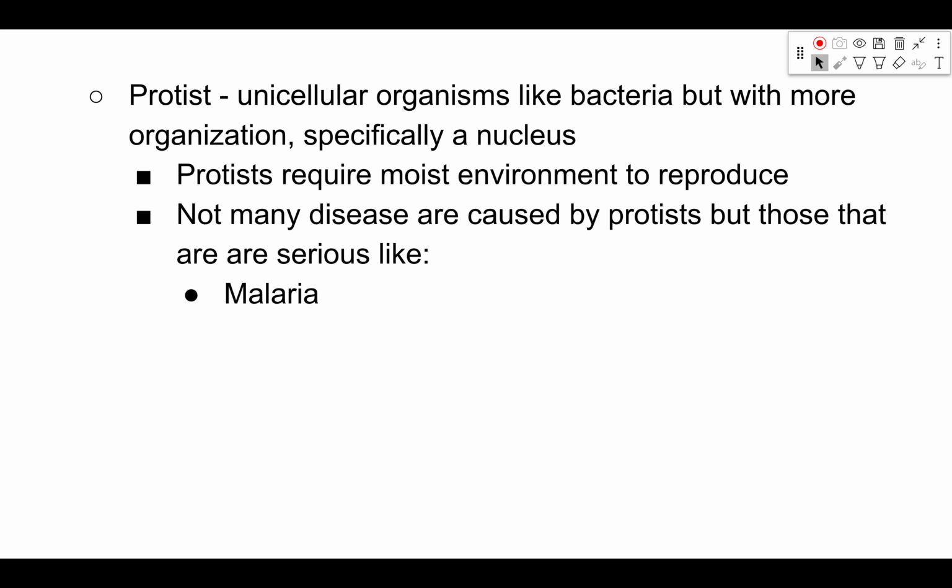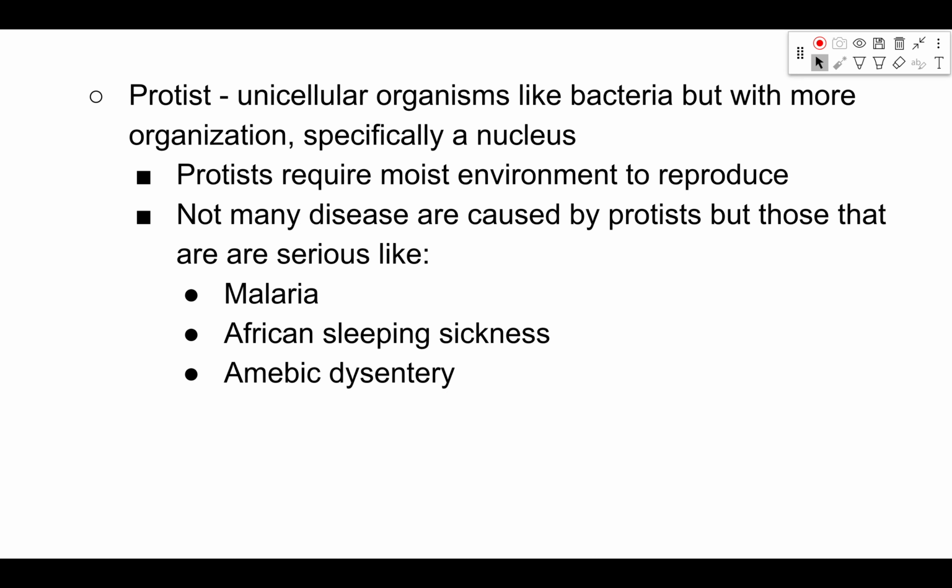If you want to see a more in-depth explanation of malaria, you can look on page 611 of your textbook. It has a really great diagram and an explanation behind the transfer of malaria. African sleeping sickness is another pretty serious disease caused by a protist, as well as amoebic dysentery. Dysentery is a disease that causes you intestinal distress, causes you to lose a lot of fluids, but there are different varieties of it, and the one that's caused by an amoeba, amoebic dysentery, is caused by a protist, since amoebas are a type of protist.